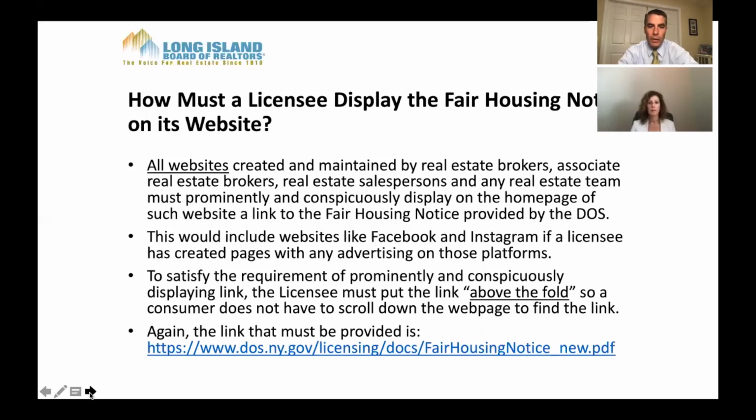To satisfy the requirement of prominently and conspicuously displaying the link, the licensee must put the link above the fold so a consumer does not have to scroll down the web page to find the link. Again, the link is on the Department of State's website, and we've provided it here in the slides as well.